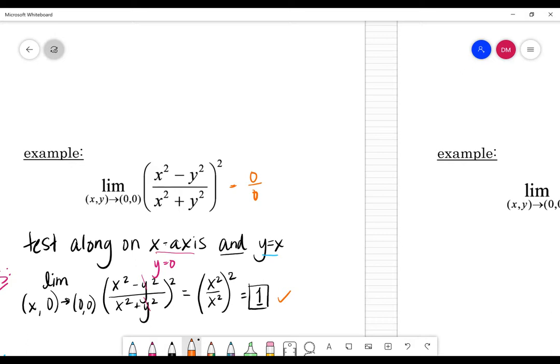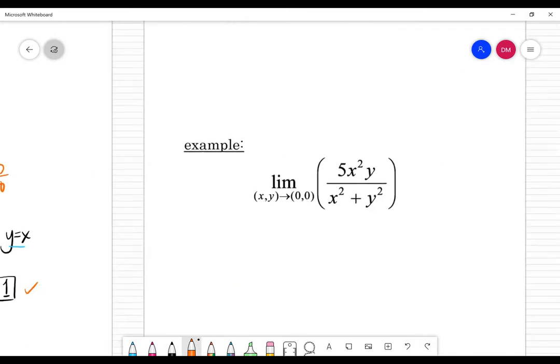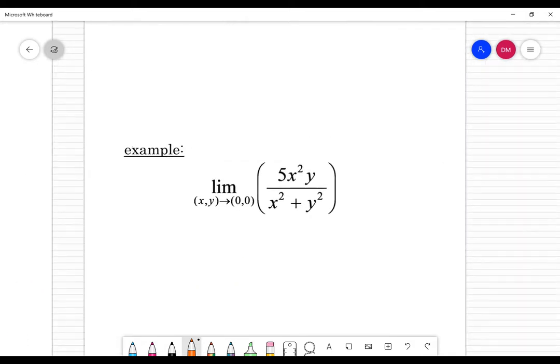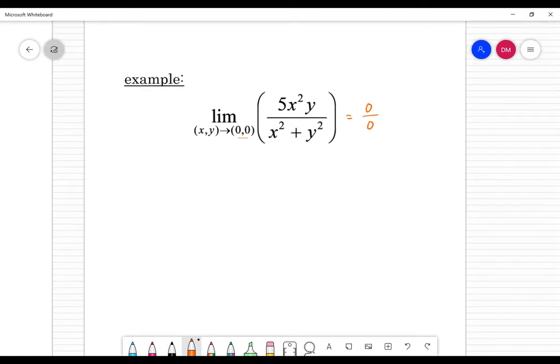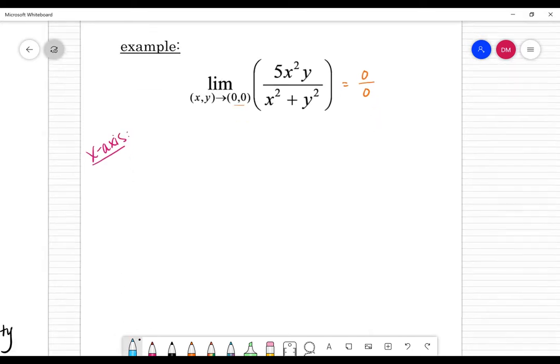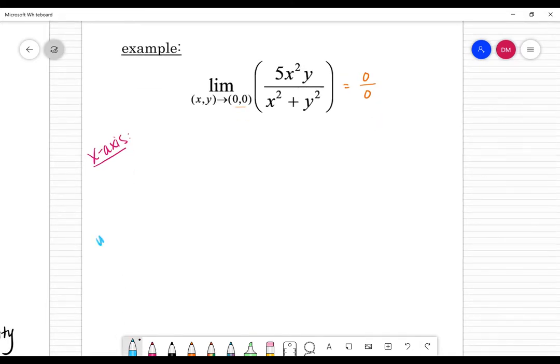You could still test along some different lines as well. But it's really because for each of these examples that we're looking at, if I plug in 0, 0 right here, I am getting basically 0 over 0. And this is why I'm doing these tests. So we're going to do the same two tests for this one. We're going to go ahead and test it along the x-axis first, and then we are going to test it along the line y equals x as well.